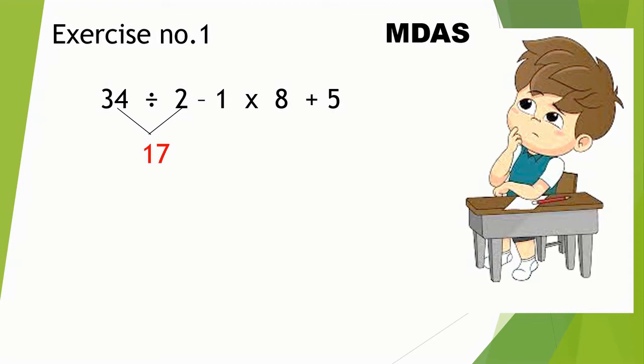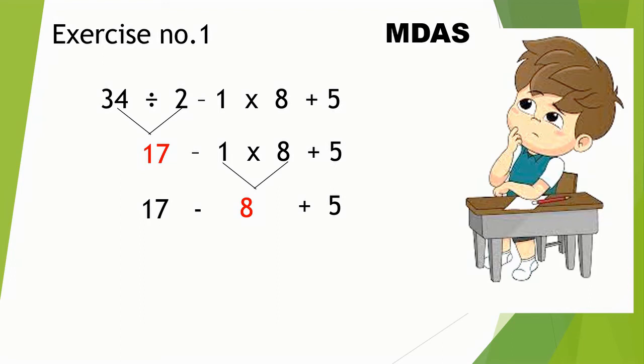And then the next step, you're going to multiply. So 1 times 8 is equal to 8. Bring down 17, and then bring down 5. So that's how it looks now. What's next? We only have subtraction and addition left.